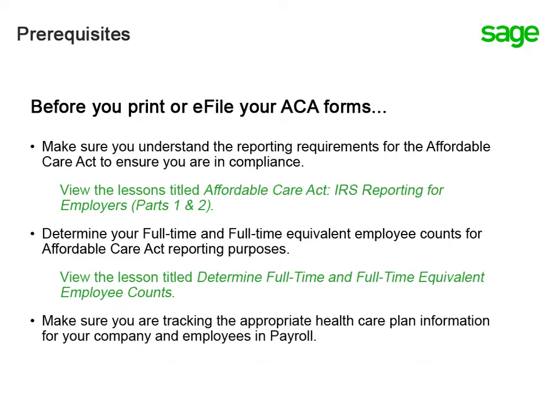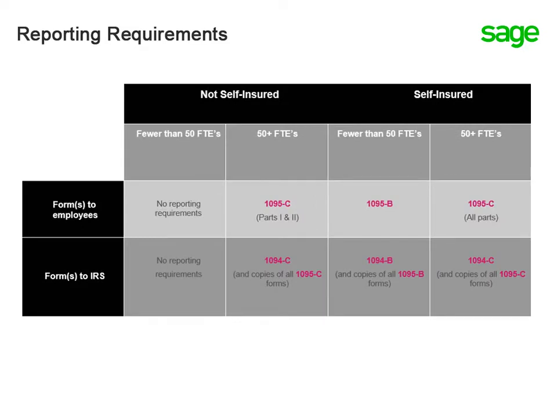And once you know what your full-time and full-time equivalent counts are, and which forms you will be required to submit, you'll want to make sure that you are tracking the appropriate information in payroll so that when you are ready to prepare the forms, all of the necessary information will be included. This chart provides, at a glance, the Affordable Care Act forms and information that must be provided to employees and the IRS at the end of the year.